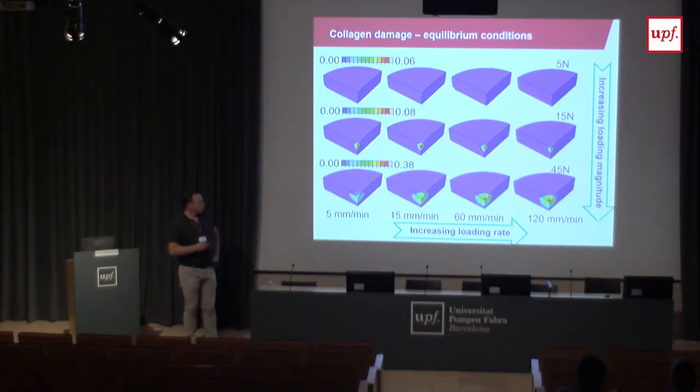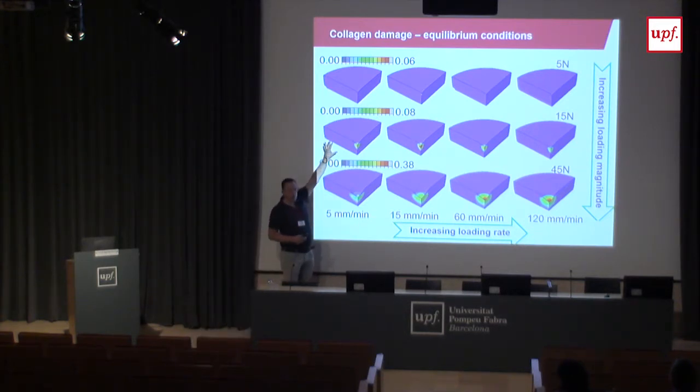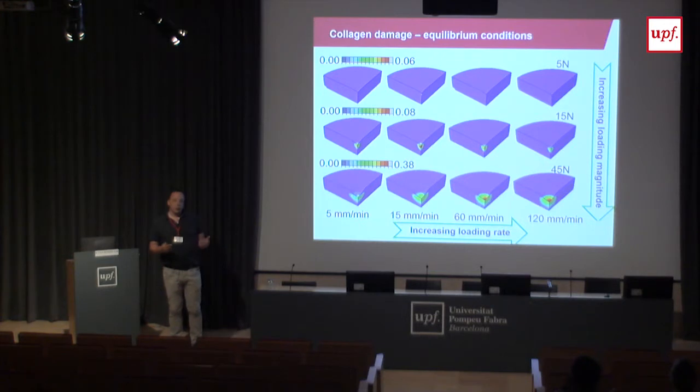But what is sort of dominating these pictures is that if you do it with more load, you get more damage. But if you do it faster, you see that the location of where the damage is happening is sort of changing. And here you see that the damage is basically internally more present if you have slower loading rates than at faster loading rates. And at higher magnitude, there's more damage for the faster loading rates than for the smaller loading rates. So again, yes, there is this loading rate dependent damage developing in the tissue.